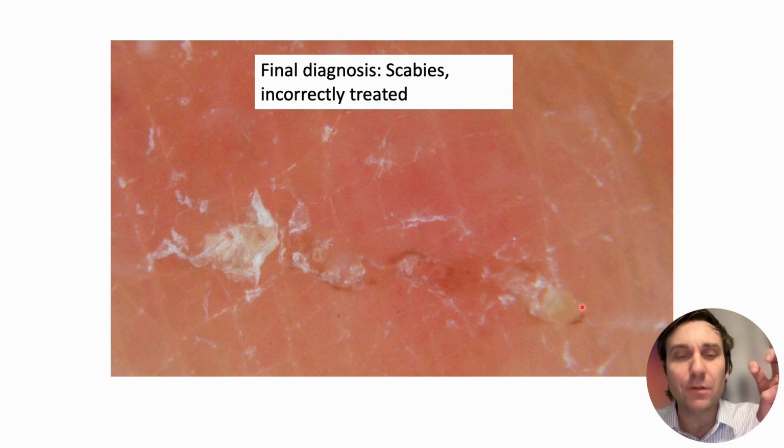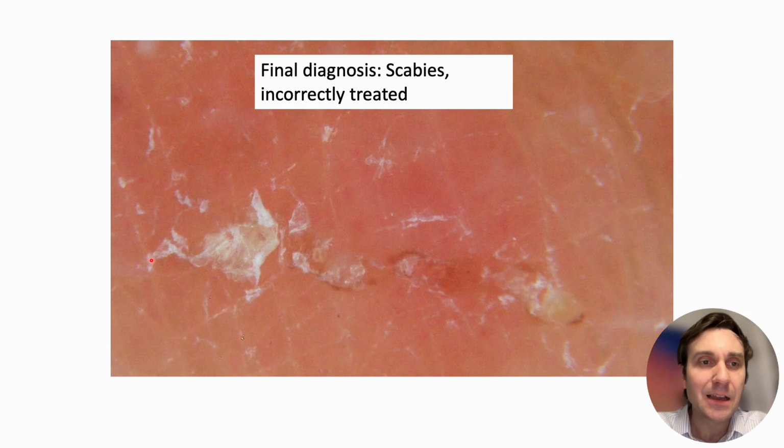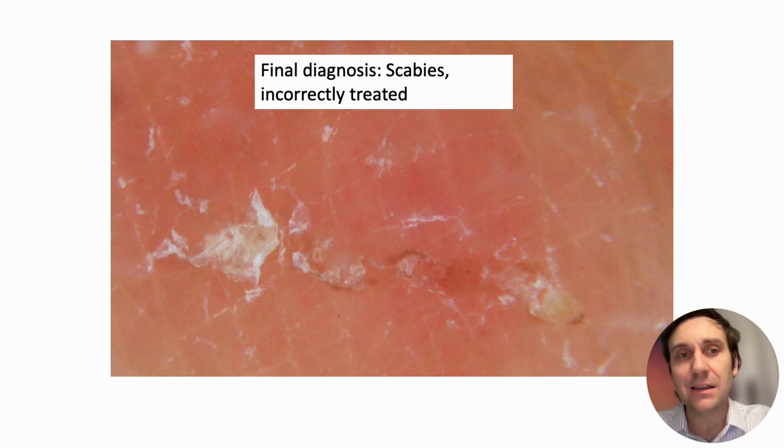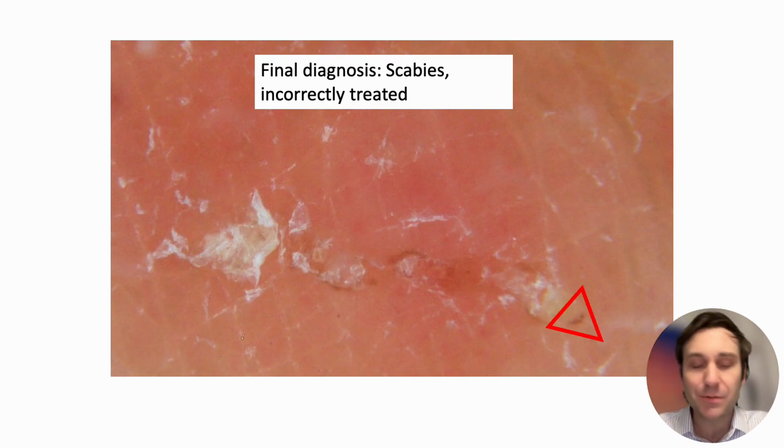This is the invisible part I was telling you. When you zoom in, sometimes you see it. And this is the burrow of scabies. And this was a classic delta sign. So this was scabies, incorrectly treated. The patient was treated with oral treatment and is super good. And it was just a pseudo-lymphomatoid reaction to scabies.